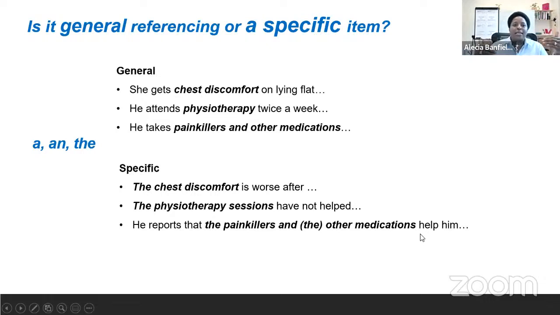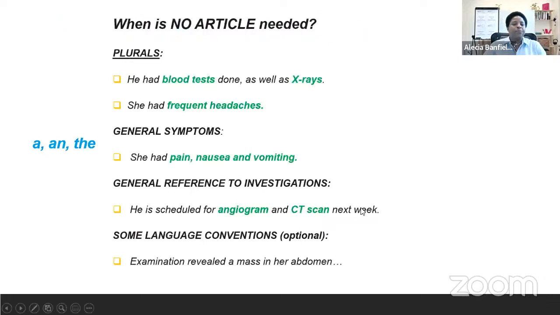So honestly, it comes with practice as you write and you get feedback from your tutor or from your writing corrector. With practice and practice and practice and doing exercises. But in your practice also, you can ask yourself these kinds of questions. Is it general referencing or a specific item or event? Is it a countable thing or is it not countable? And based on that, give it your best shot. But there are some exceptions and there are some rules, or some language conventions, that you just got to learn, honestly.